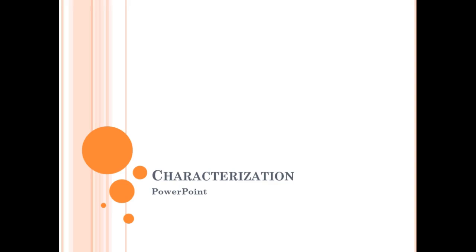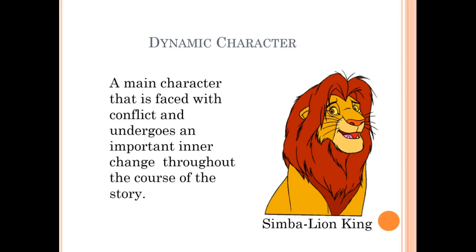All right, our first type of character that we're going to talk about is a dynamic character. A dynamic character is just a main character that is faced with conflict and undergoes an important change throughout the course of a story. So let's think about the movie The Lion King. There are a plethora of different characters that are introduced, but our main character that is faced with conflict and that undergoes this insurmountable change is Simba. Simba is your dynamic character.